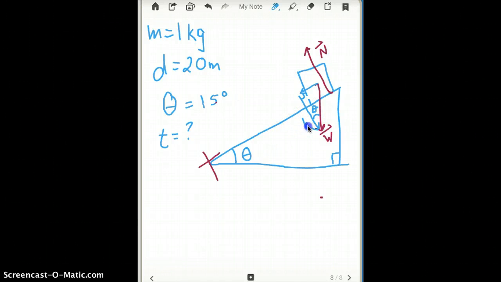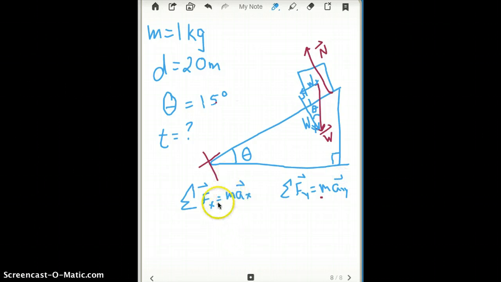So this is what I'm going to call W sub y, the y component of the weight, and this is what I'm going to call W sub x, the x component of the weight. Okay, so down here I'm going to write the sum of the forces in the x direction equals the mass times the acceleration in the x direction. And the sum of the forces in the y direction equals mass times acceleration in the y direction.